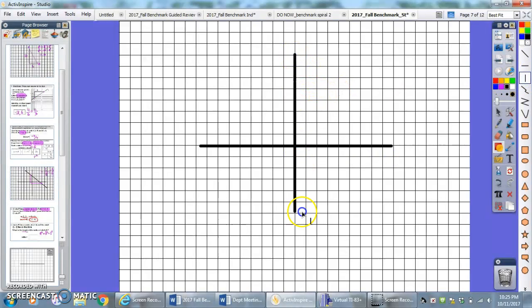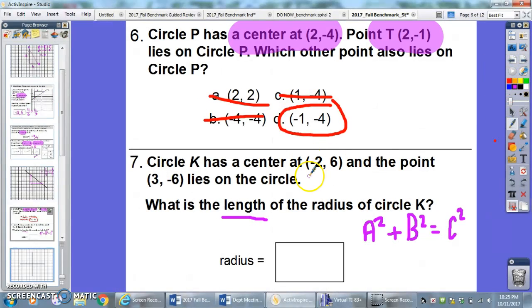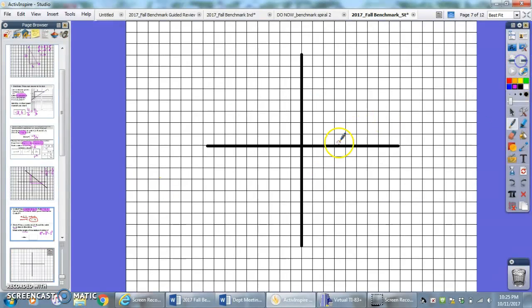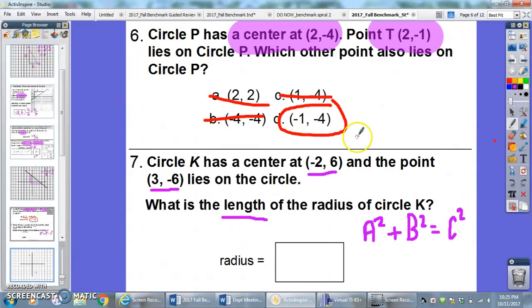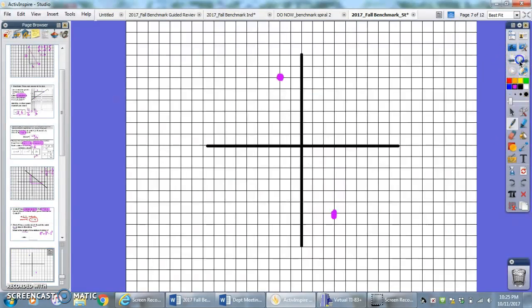Alright, so let me look at those points again. I'm graphing -2, 6, and 3, -6. Alright, so no, one of them was my center. So which one was my center? Was -2, 6. So there's the middle of the circle.